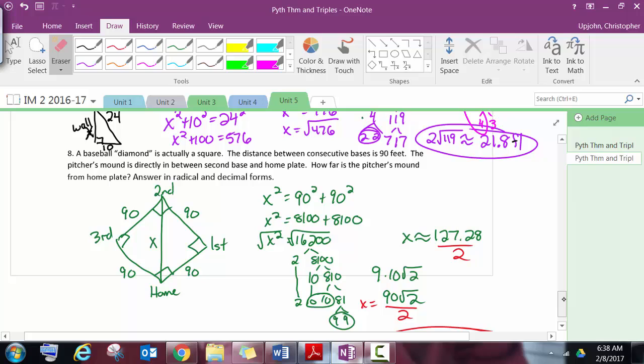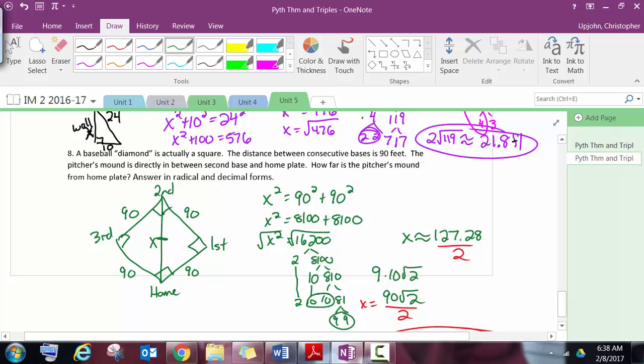Same with number 8. So a baseball diamond is actually a square, so we drew our picture. Then we have home, first base, second base, and third base. And each base is 90 feet away from each other. So each side of the square is 90. The pitcher's mound is directly in the middle of home to second. Now that's not actually true, but for our problem it is. How far is the pitcher's mound from home plate?